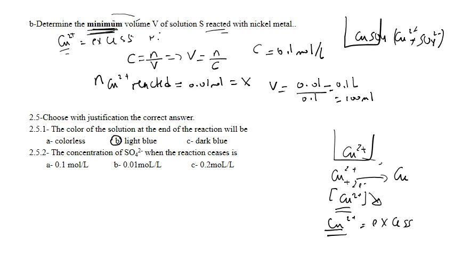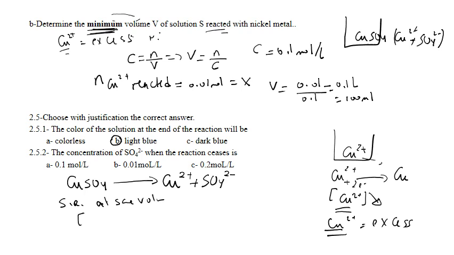2.52, the concentration of SO4 2-. How can we calculate the concentration of SO4 2-? SO4 2- is a spectator ion which is obtained due to the dissociation of copper sulfate into Cu2+ and SO4 2-, by stoichiometric ratio at the same volume. We can write concentration of CuSO4 over 1 equals concentration of SO4 2- over 1. Initially, the concentration of copper sulfate is equal to 0.1 since it is solution S, so the concentration of SO4 2- will be 0.1 mole per liter. Correct answer is A.